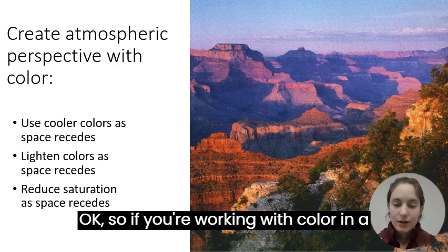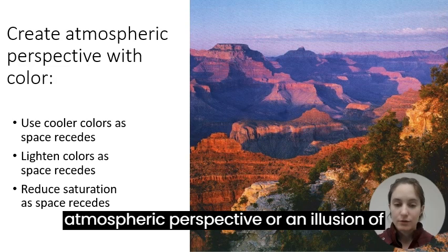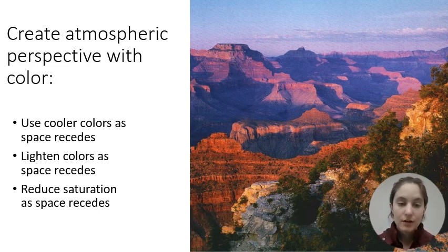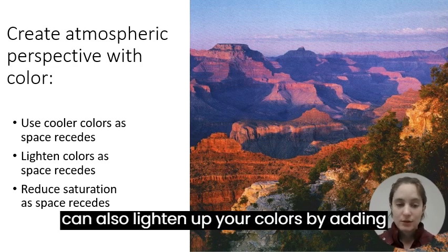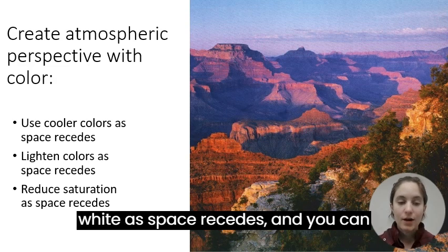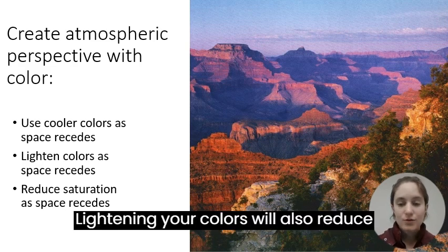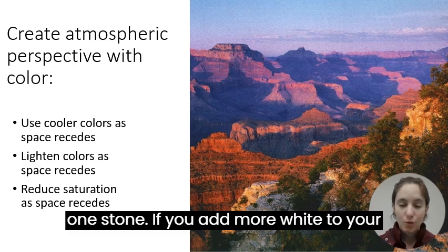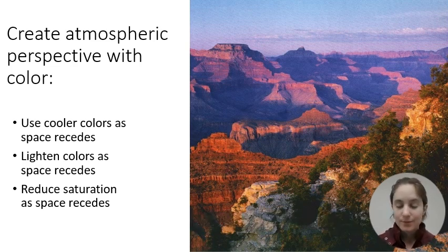Okay, so if you're working with color in a painting and you want to create atmospheric perspective or an illusion of depth, those can be used interchangeably. Use cooler colors as space recedes. You can also lighten up your colors by adding white as space recedes, and you can reduce the saturation as space recedes. Lightening your colors will also reduce the saturation, so that's two birds with one stone. If you add more white to your colors, that will lighten them and reduce the saturation.